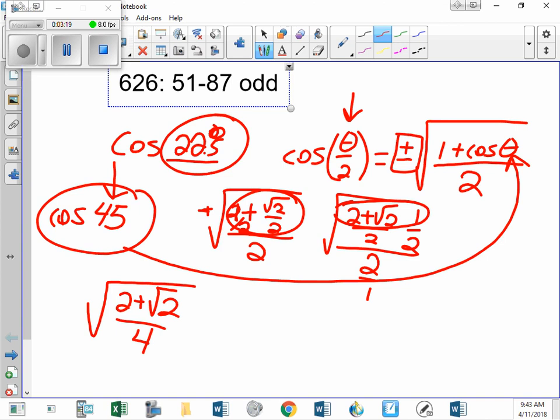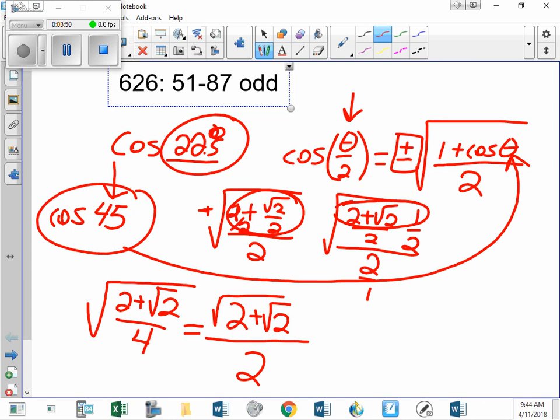So can we simplify the top? No. Can I simplify the bottom? Yes. The square root of the bottom is 2. So this becomes the square root of 2 plus root 2, all over 2. That is the cosine of 22.5 degrees. Okay.